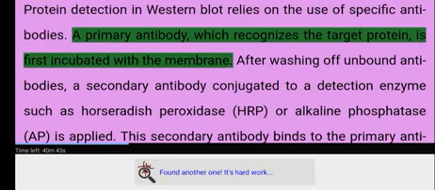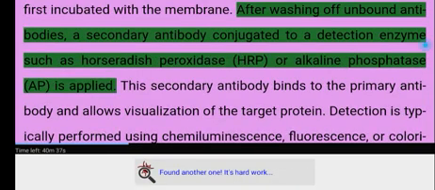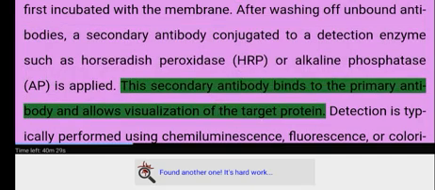Protein detection in Western blot relies on the use of specific antibodies. A primary antibody, which recognizes the target protein, is first incubated with the membrane. After washing off unbound antibodies, a secondary antibody conjugated to detection enzymes such as horseradish peroxidase (HRP) or alkaline phosphatase (AP) is applied. This secondary antibody binds to the primary antibody and allows visualization of the target protein.